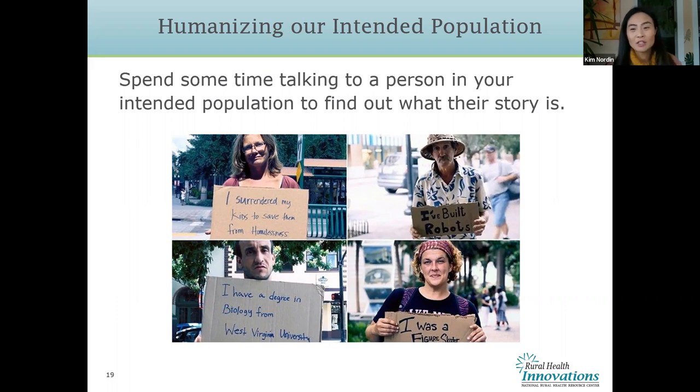We might discover that she doesn't have a home to be discharged to. She lives in a tent. She doesn't have food to eat. She doesn't have transportation to get to the food shelf. She has a lot of trauma from years of spousal abuse.